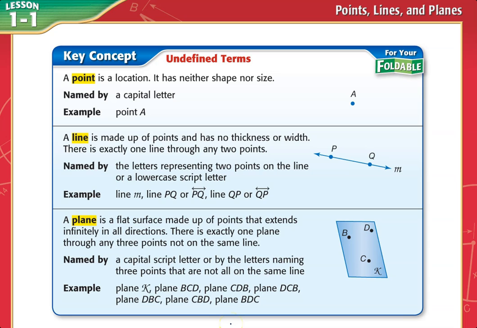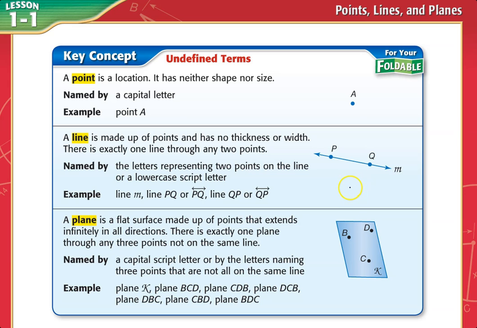Hello, geometry students. In lesson 1.1, we have some key concepts. A point is a location. It has neither shape nor size. Then we also have a line. A line is made up of points that have no thickness or width.